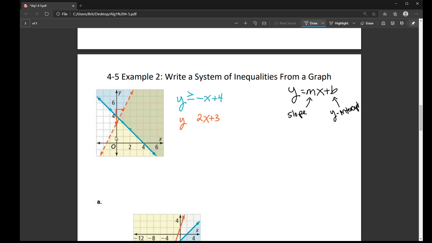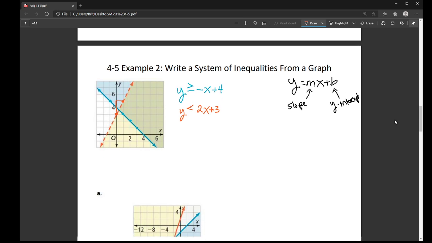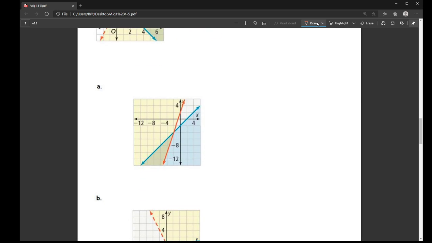The shading on this orange line looks like it's beneath the line. So I'm going to say y is less than all that stuff. And because it's a dotted line, I'm just going to leave it as the less than symbol and not put the equal to marker. So this is my system that goes with that graph. Let's go ahead and try another one.